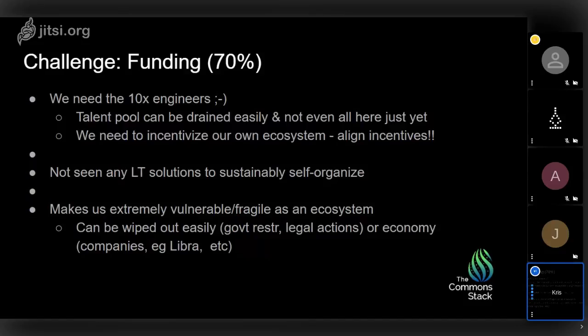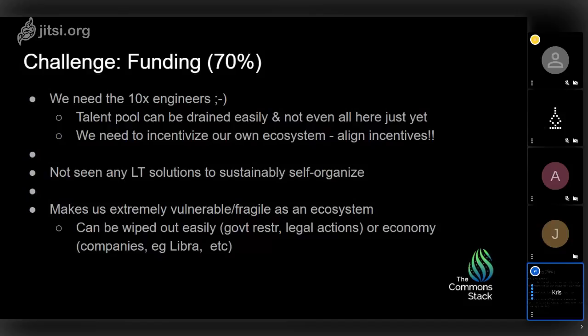And right now, imagine if a Libra comes or whoever comes and they just take all the talent we have, it can be gone so easily. And people are just coming in, actually. We are not able to incentivize our own ecosystem. Incentives are not aligned, sorry. So maybe we're being a bit repetitive here. So we're really just very vulnerable and fragile as an ecosystem.